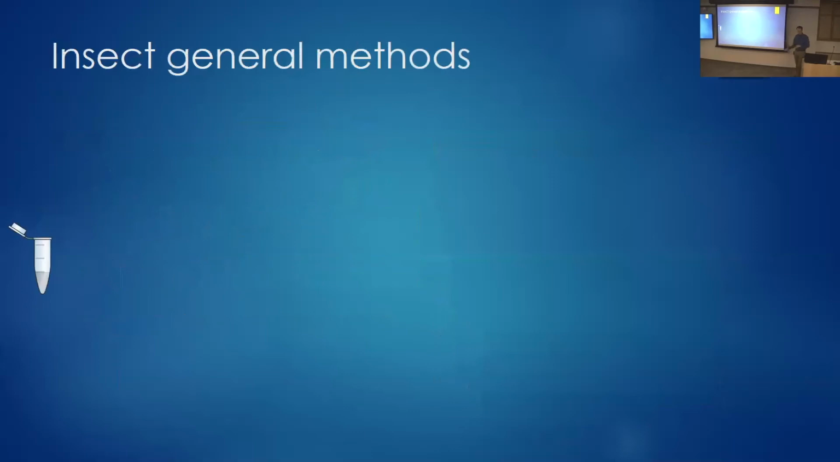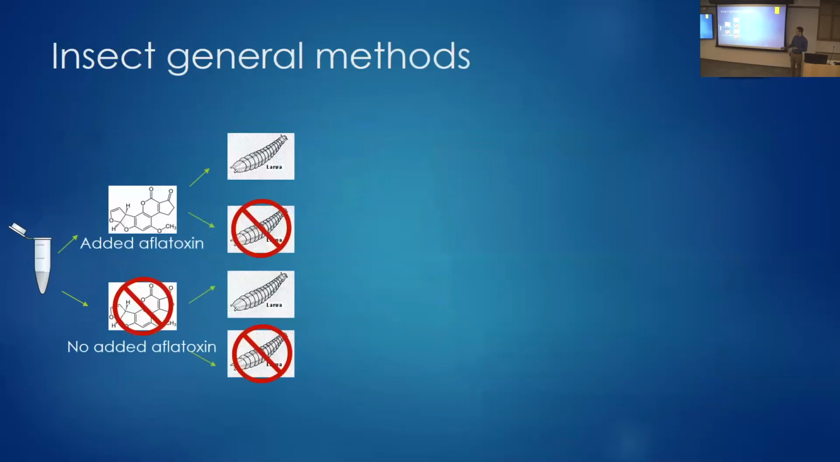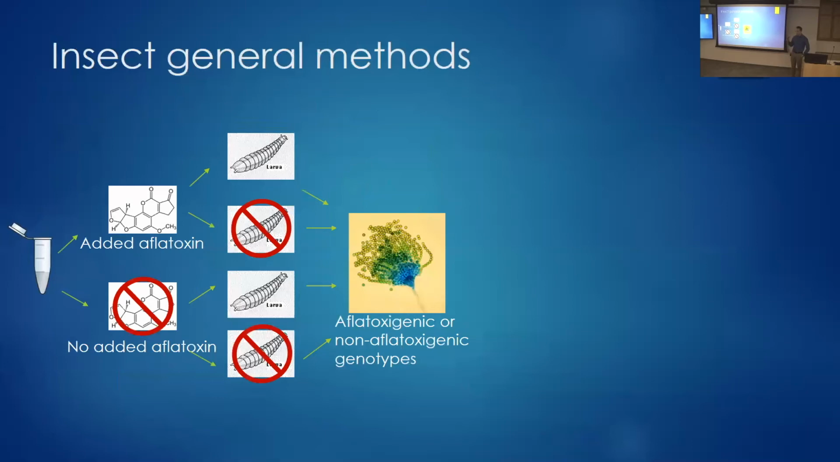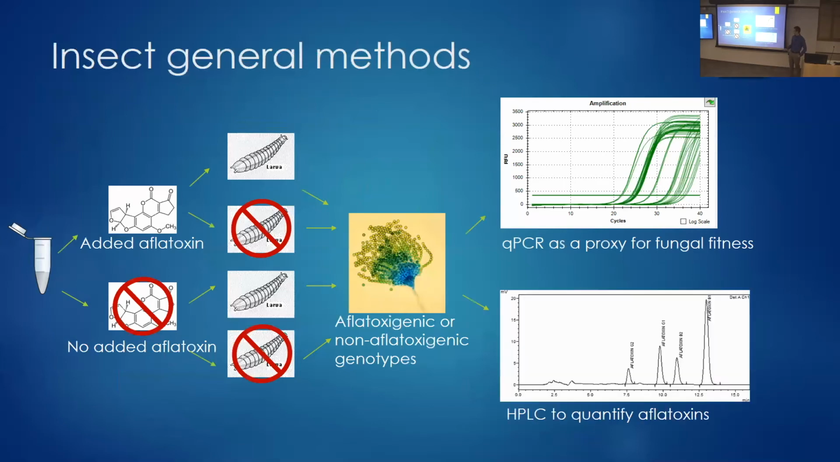So similarly, I'm going to start off by telling you the methods. Here we use little microcentrifuge tubes. We put a little bit of food in the bottom that both Drosophila larvae and the fungus could eat. Into the food, we either did or did not add aflatoxins, similar to the last time. And then we did or did not add larvae. To a single microcentrifuge tube, we'd add up to 9 larvae. Then we added either an aflatoxigenic or non-aflatoxigenic isolate, very similar construction to the last set of experiments, and extracted DNA, using qPCR as a proxy for fitness again, and HPLC to quantify aflatoxins.